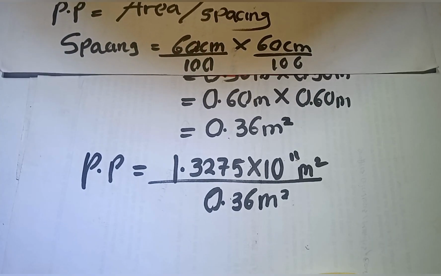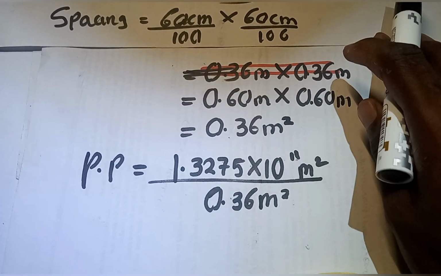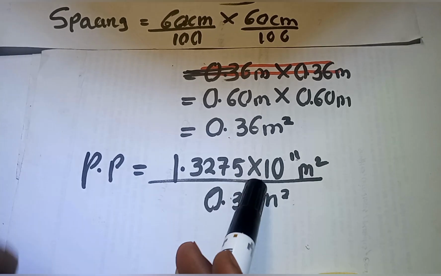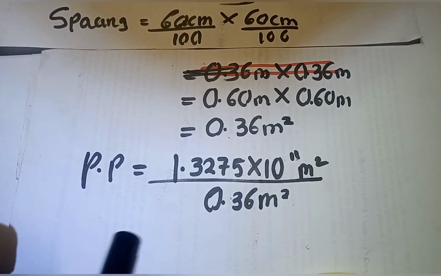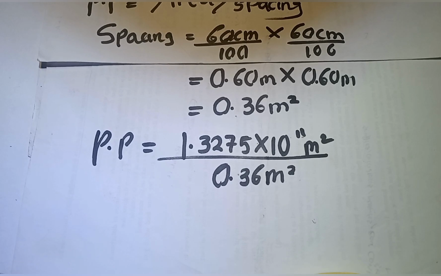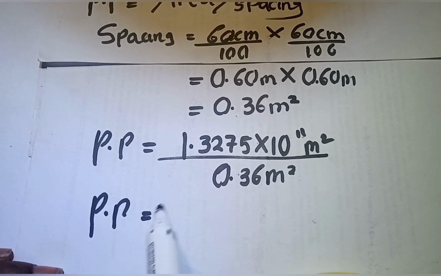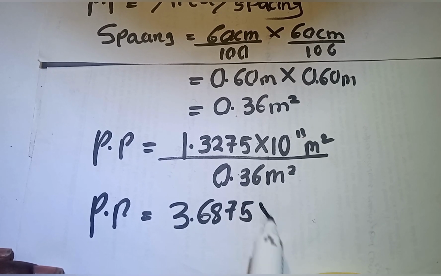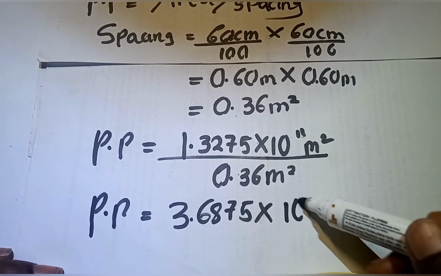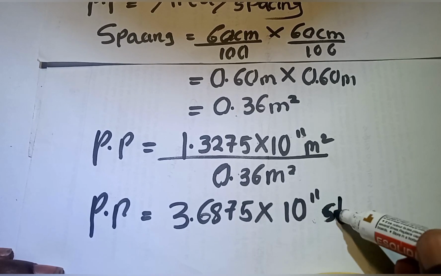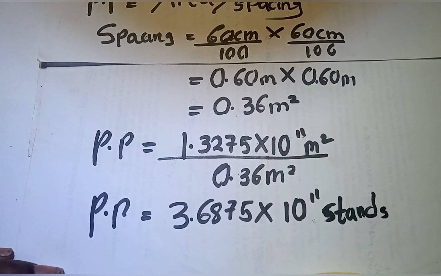Okay, don't be confused. Please just follow me carefully so I won't make any mistake. Now let's proceed. So we have 1.3275 times 10 raised to the power of 11 meter square divided by 0.36 meter square. Now, punch your calculator. After dividing it, I have my plant population as 3.6875 multiplied by 10 raised to the power of 11 stands. Don't forget this stands. To get a full mark, you have to put stands.